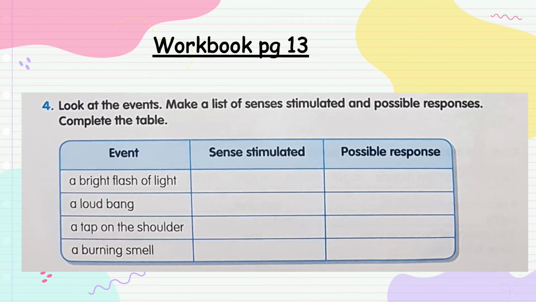Look at the events and mark which sense is stimulated and what the response is. So we need to find what sense is being used and what the response is. A bright flash of light. Which sense do we use here? Yes, we use our sight. And what is your response when a bright flash of light comes to you? Yes, you close your eyes, or you put your hand over your eyes.